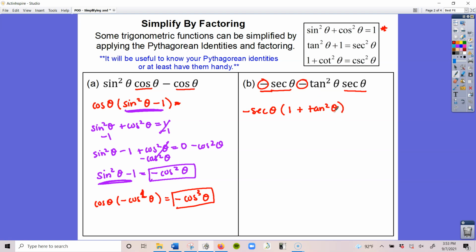Now I don't need to rewrite anything, because if you look at the Pythagorean identity, 1 plus tangent squared is the same thing as tangent squared plus 1, which is equal to secant squared. So I can replace the 1 plus tangent squared with secant squared. So this will give me negative secant theta times secant squared theta. And when we multiply negative secant with secant squared, that would give me negative secant cubed theta.